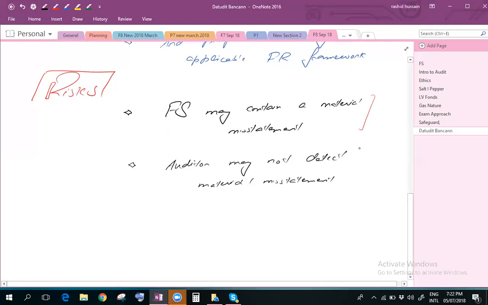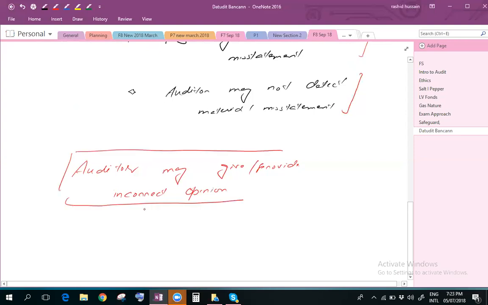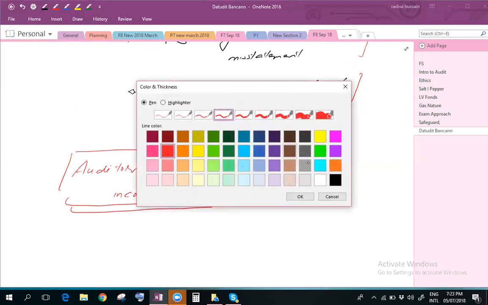And if you see the second risk, that the auditor may not detect the material misstatement, this is something due to the auditor, if the auditor is not able to detect those material misstatements. So what's going to happen? If the financial statements contain material misstatements and the auditor is not able to detect that, the auditor is going to say that the financial statements are true and fair, and that opinion will not be correct because the financial statements had material misstatements. So the auditor may provide an incorrect opinion.